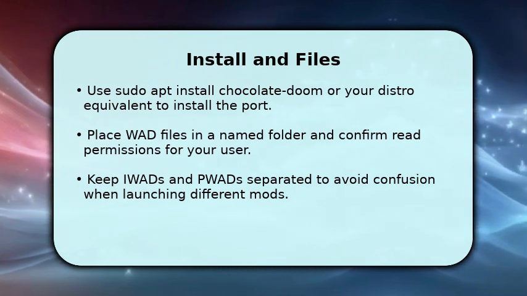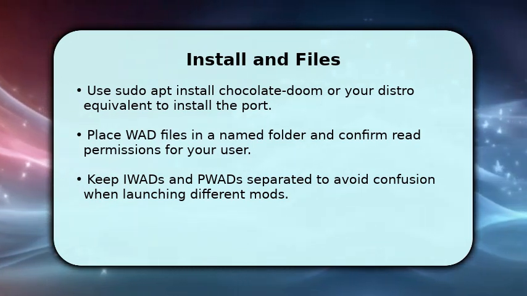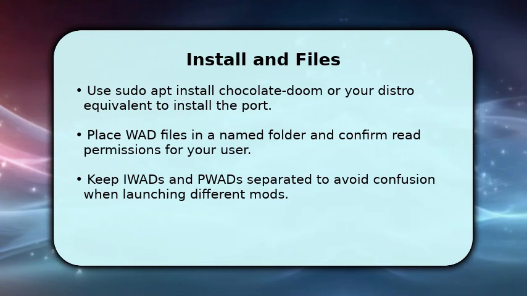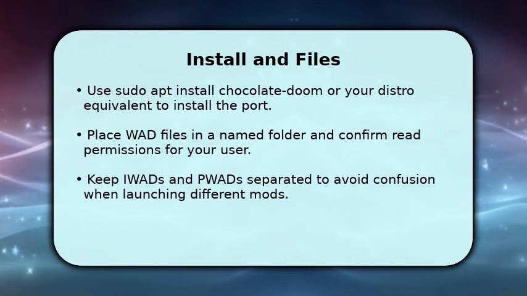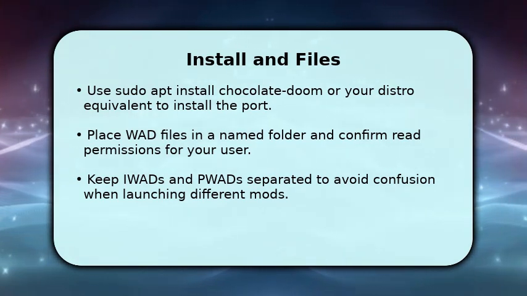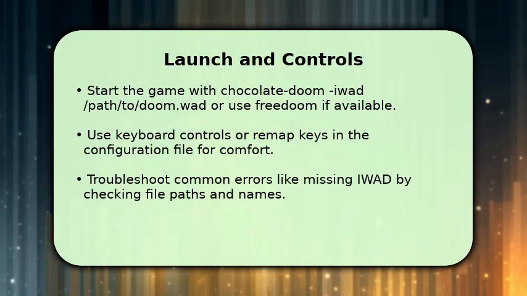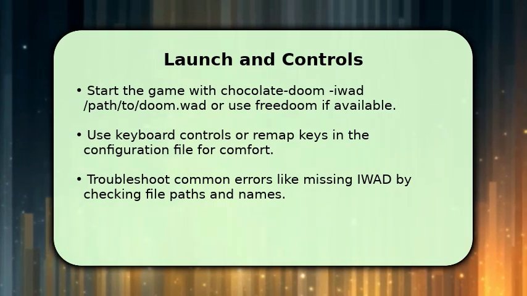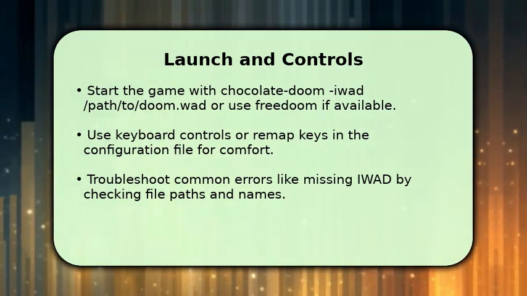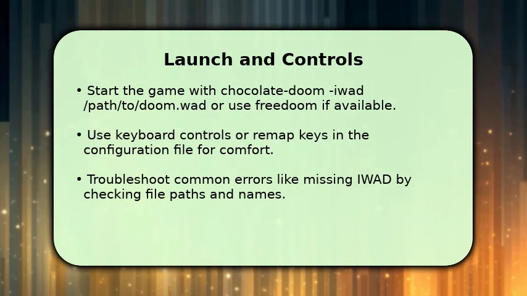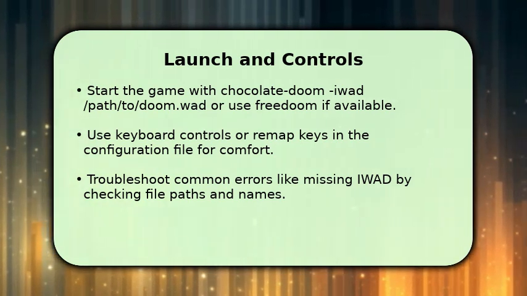If you have mods, separate them in subfolders and name them clearly. I'll show the exact commands to run and how to verify files so launching is hassle-free and repeatable. To launch, run Chocolate Doom with the IWAD flag and the path to your WAD file and press Enter to start the engine. Controls mimic classic Doom, so use arrow keys or configure WASD in the config file.